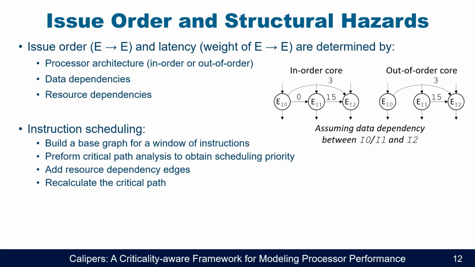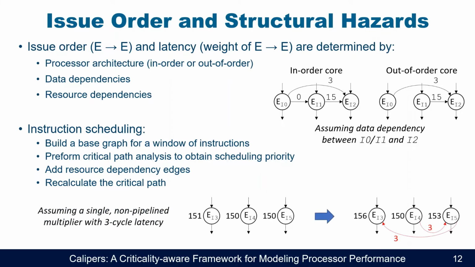Then edges are added to model the order by which instructions use the limited execution resources. Finally, the critical path is updated to account for these newly added edges. The complete algorithms for instruction scheduling and modeling structural hazards, as well as their time and space complexities, are discussed in the paper. So please refer to the paper for more details. But let's take a look at an example to see how this process may affect the critical path.